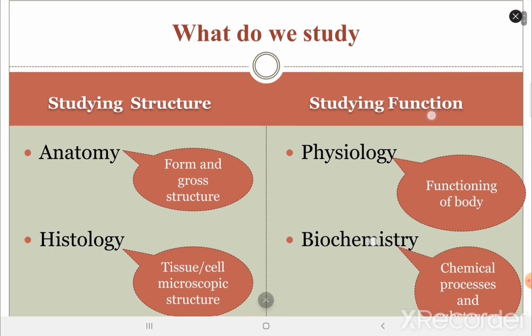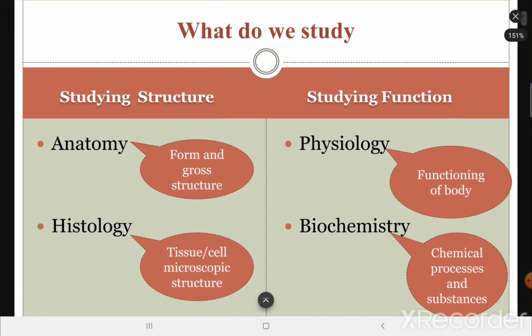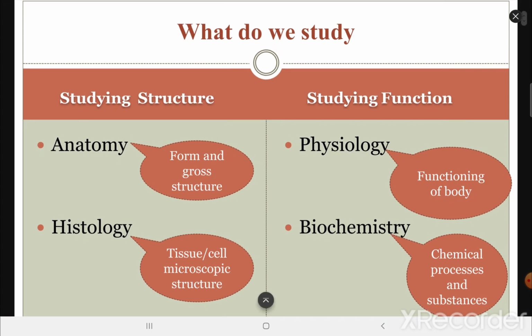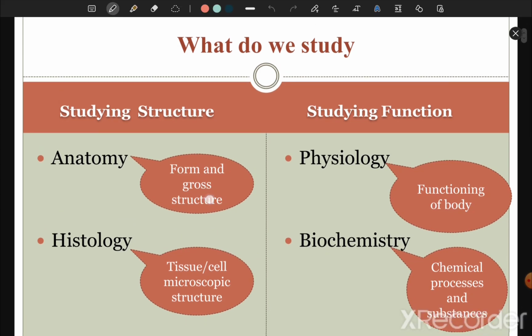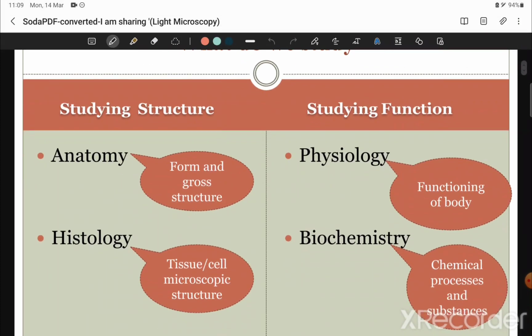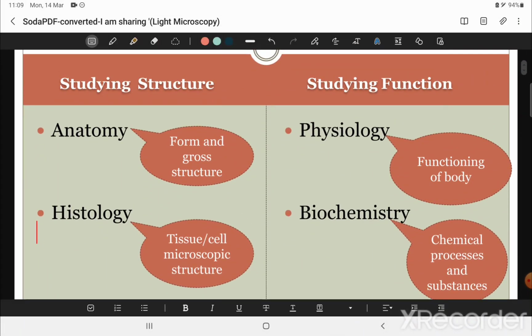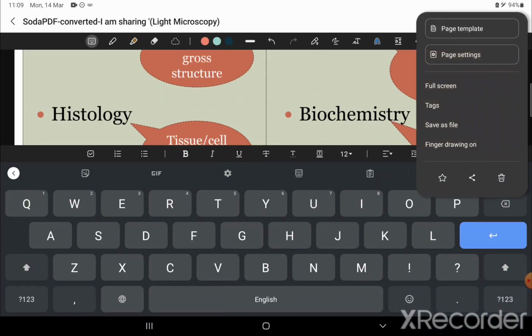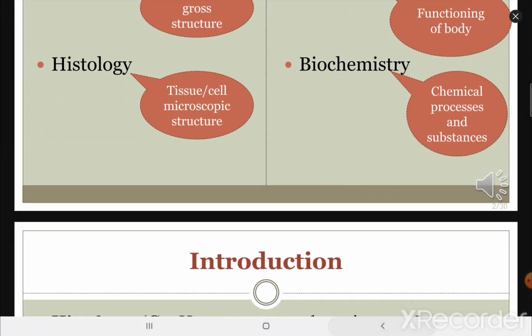We either study the structure in the organs or we study the function of them. So regarding the science related to the structure of the organs, we have the anatomy, which studies the forms and gross structure of the organs and tissues, and the histology, our science, which is related to the microscopical level of studying the human body regarding the tissue and the cell microscopical structure.